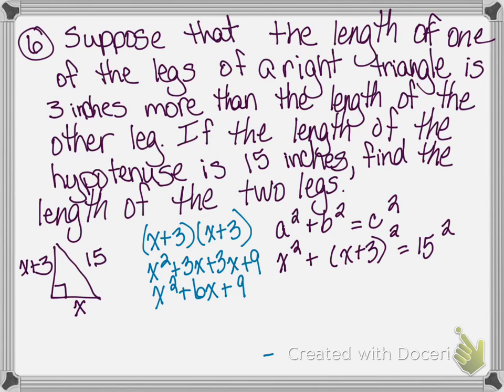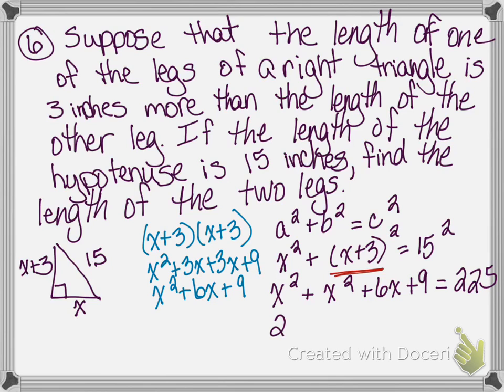So I am plugging that in for this right here. So I have x squared plus x squared plus 6x plus 9 equals 15 squared. We know what that is. It's 225. I have to set this equal to 0, so I'm going to subtract 225 from both sides.